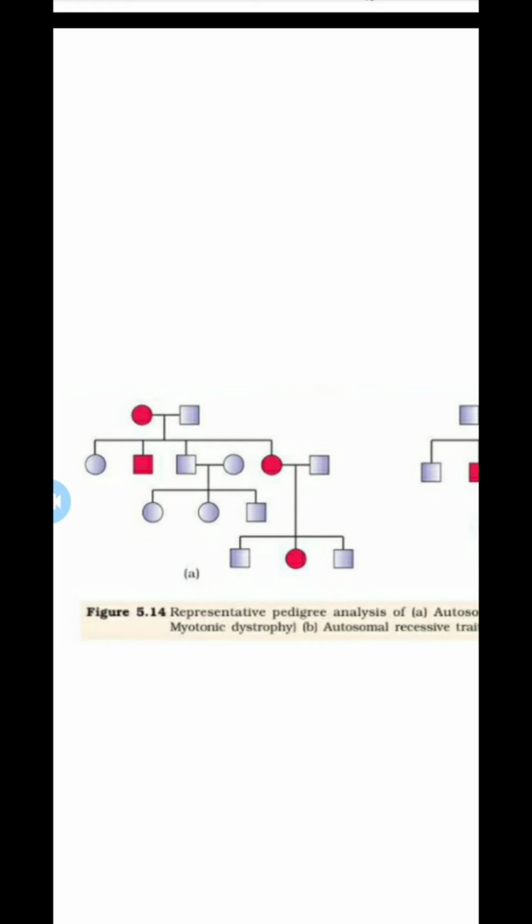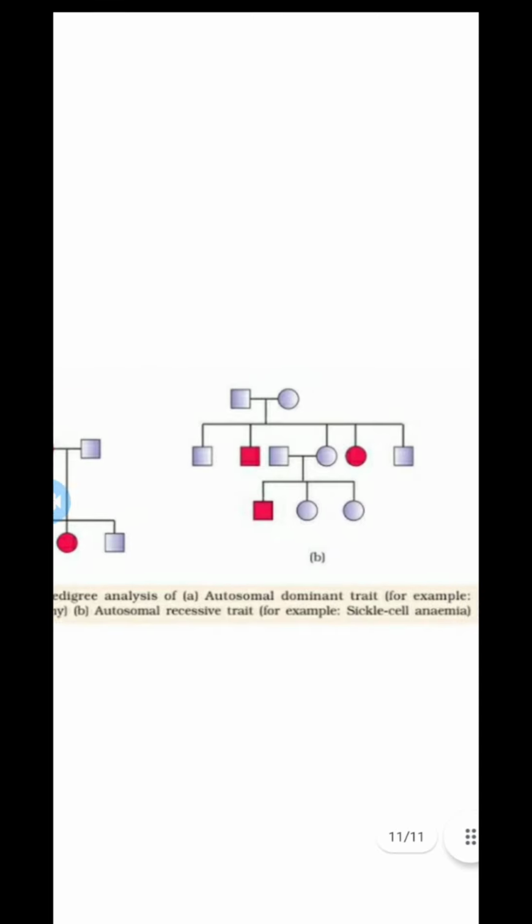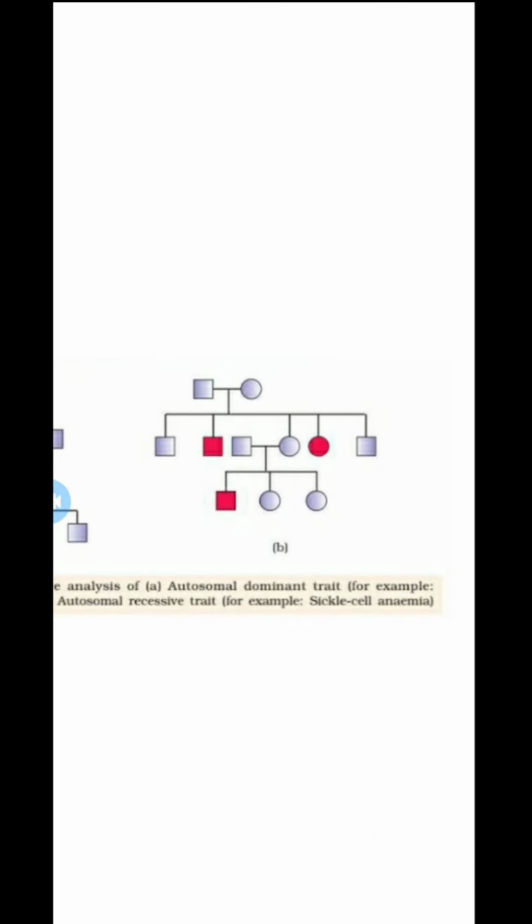As over here in the first pedigree, we can see that the mother is affected, and from her progeny, one son and one daughter are affected. But here we can see that some affected parents' children are not affected. Therefore, this is an autosomal dominant disease. In the second pedigree, we can see that both parents are unaffected, but their children are affected. So this is an example of autosomal recessive disease.